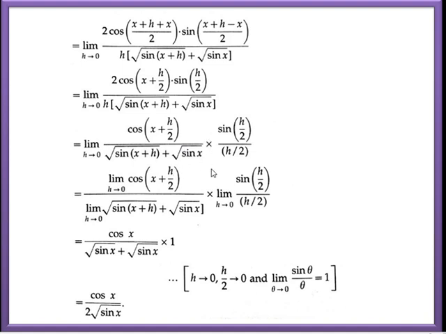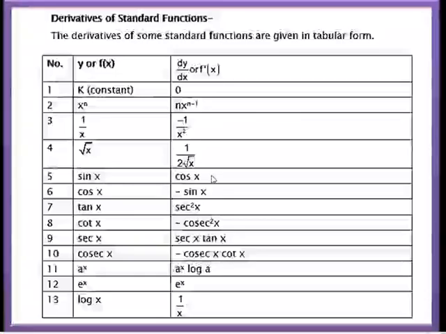You can read this solution. I have made two parts of this. In the first part, how to take the limit? Just by putting h equal to 0. And you know that this is a standard trigonometric limit. Its value is 1. So what is the final answer? It is cos x upon 2 root sin x.